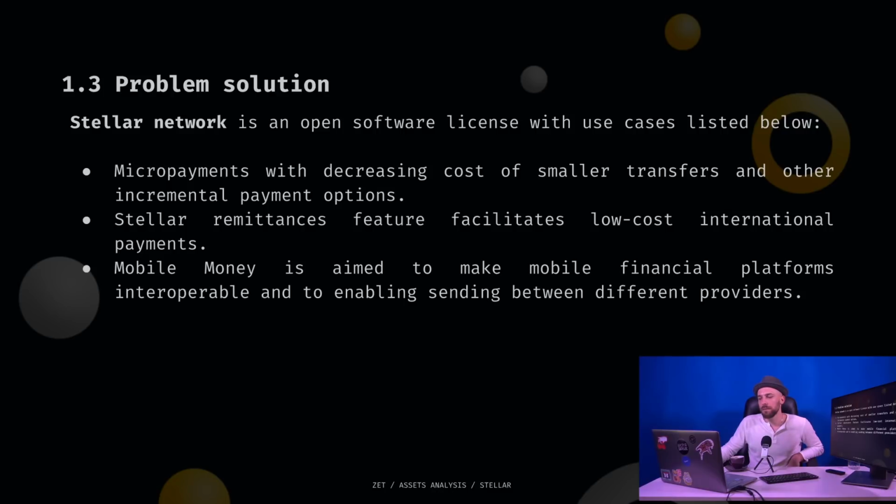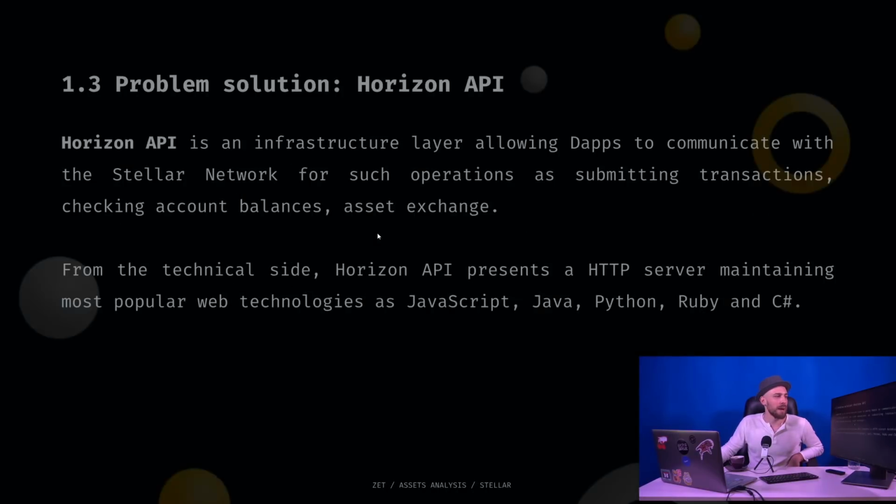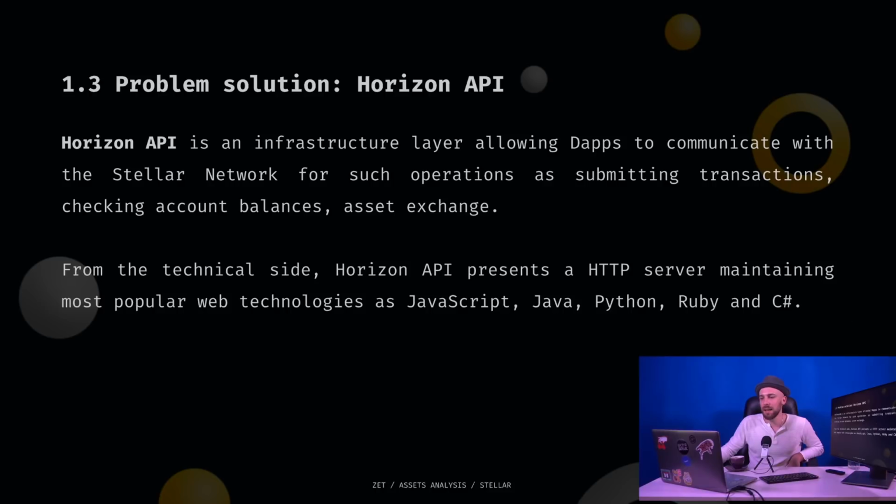So, what else is provided by Stellar? It is the Horizon API. As I said, Horizon API is simply a set of tools and building blocks for creating software applications. Horizon is a RESTful API that allows submission of transactions to the network, checking the status of accounts and subscribing to event streams.